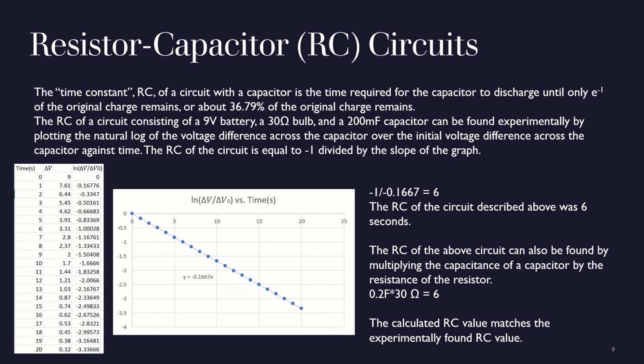The time constant, RC, of a circuit with a capacitor is the time required for the capacitor to discharge until only about 36.79% of the original charge remains.